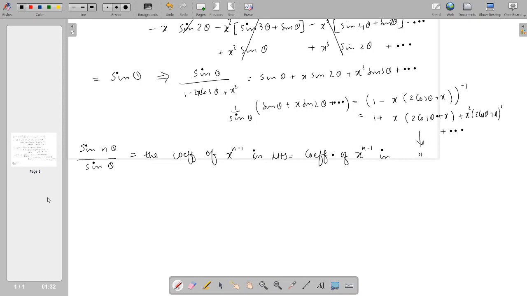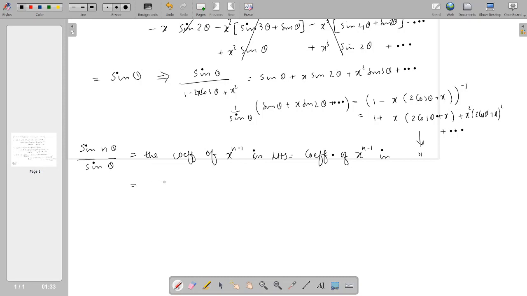So what is that coefficient? So we need to get that coefficient as, from this term we can get the coefficient of x raised to n minus 1. From this you will get the coefficient of x raised to 1. From this you can get the coefficient of x square, etc. So in order to get the coefficient of x raised to n minus 1 from the right, we need to collect a number of terms.